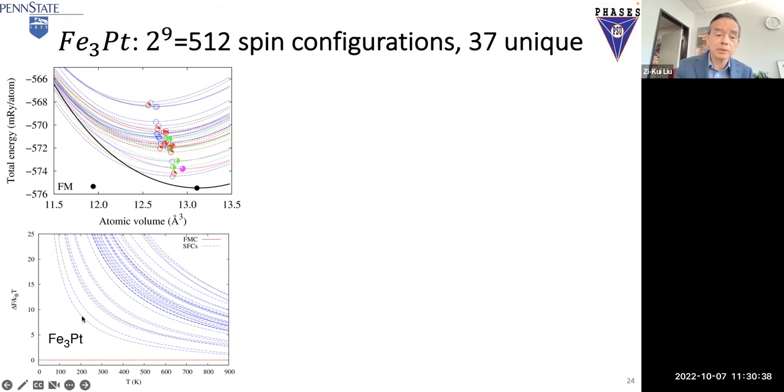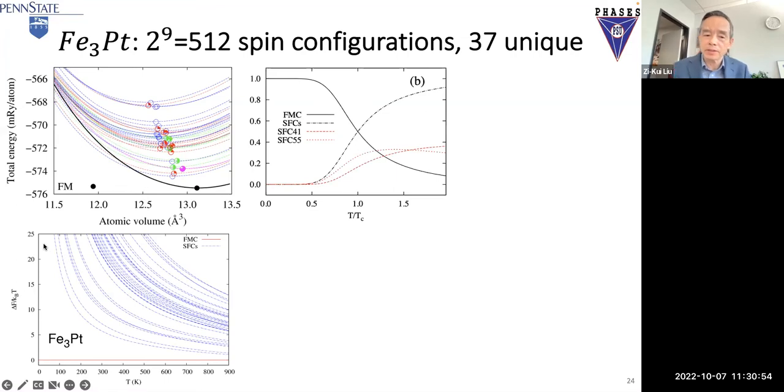However, the difference between the different configurations decreases because it is divided by kBT. So the thermal energy makes their energies closer, and that means their probabilities will be higher. At 0 Kelvin there is 100% probability for the ground state. But if you increase the temperature above about 50 Kelvin, then the low energy configurations start to show non-zero probability.